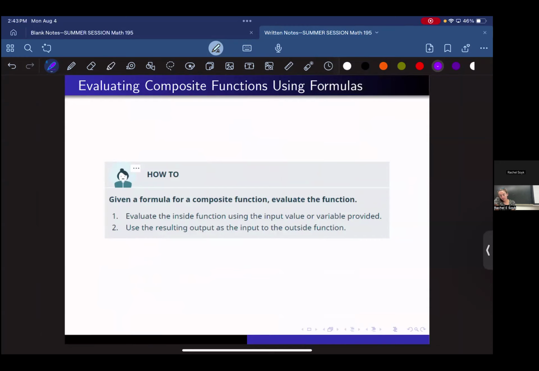And these are just the step-by-step procedures when you're evaluating a function that is composite. Look at the inner values, simplify that inner function first, and then look at that outer function and simplify to evaluate.